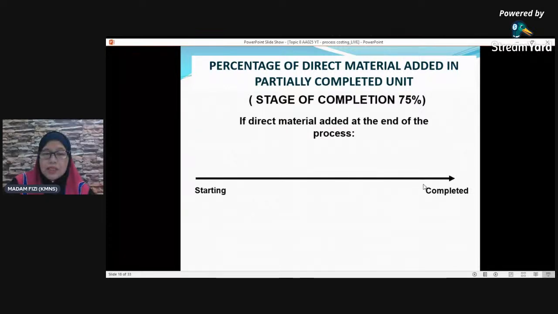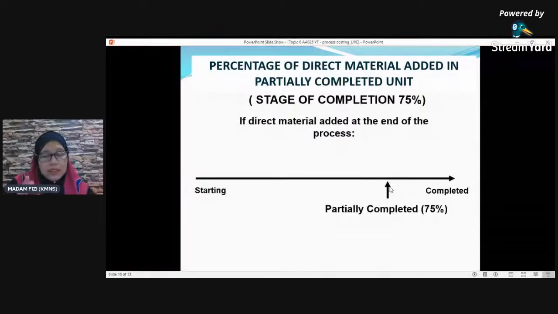Okay, and the process baru siap 75% here dekat sini. Okay. Ini dia if in the question, okay, ada mention if the direct material added at the end ke at the beginning, yang ni yang awak kena faham ya. Okay, now what about if the direct material is added at the end of the process? Okay, dekat sini kita letak.